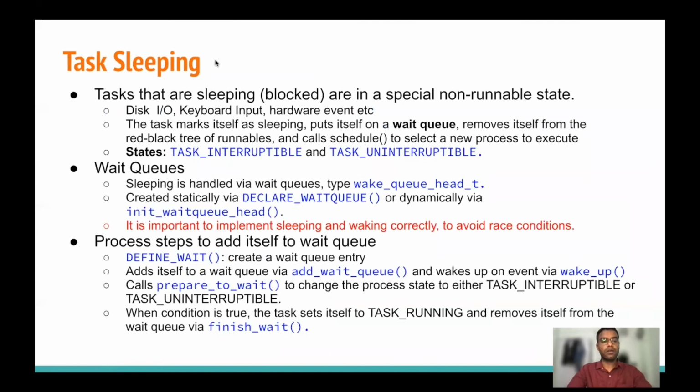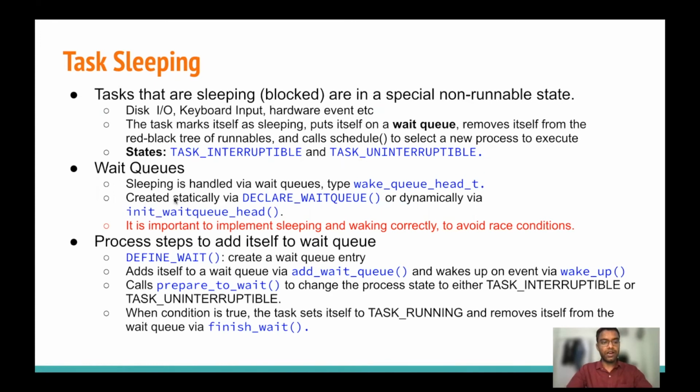When a process is waiting for some IO or some event, that process goes to the sleeping state. We call it task sleeping. When a process goes to the task sleeping state, it removes itself from the scheduler run queue and puts itself into the wait queue. Then it calls schedule so that other processes can be scheduled on the processor. It also sets its state to task interruptible or task uninterruptible.